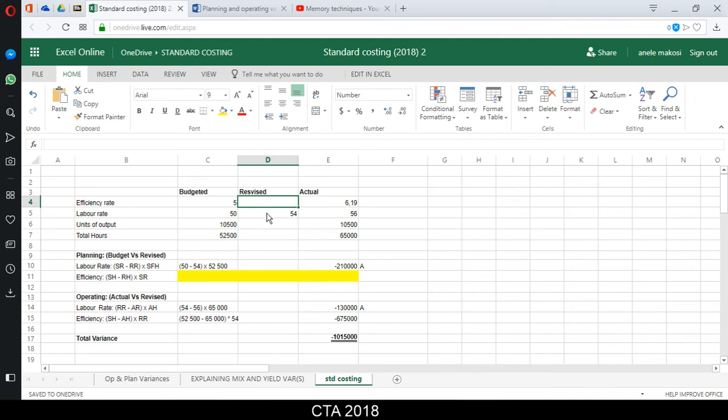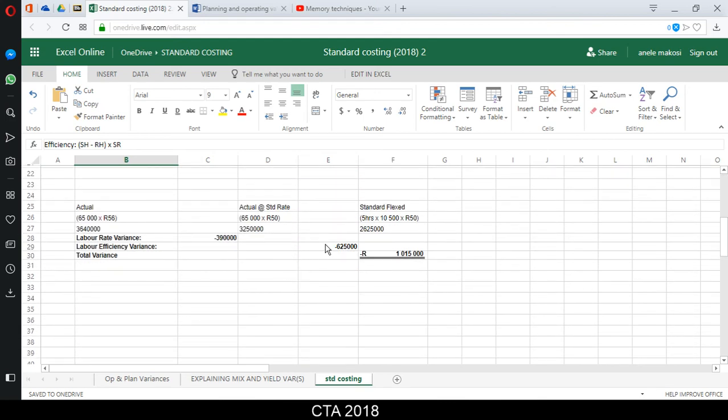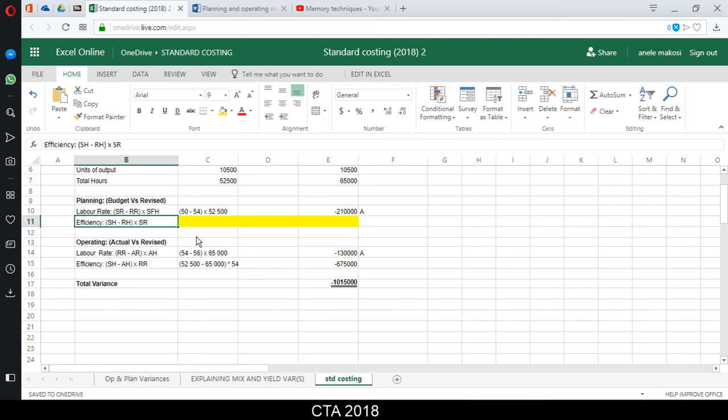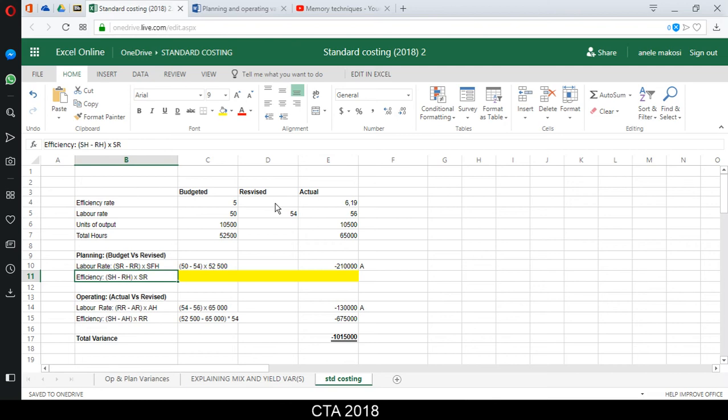That means if both the price or the labor rate is revised and the standard efficiency is revised, then under planning and operating variances in both of these segments, we will have what? The efficiency variance in both of them. That means when we split the total variance between planning and operating variance, we will have 4 variances, meaning 2 under planning and 2 under operating variance, if both the standard efficiency and the standard rate change.